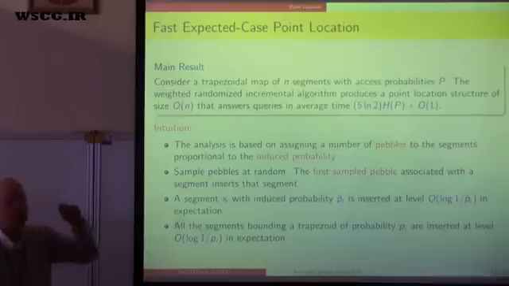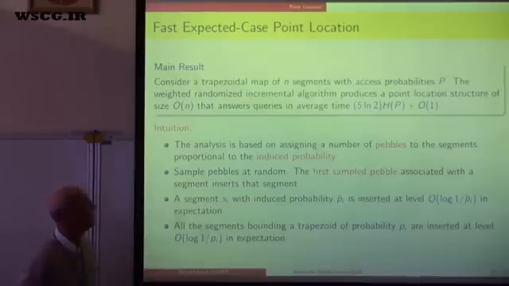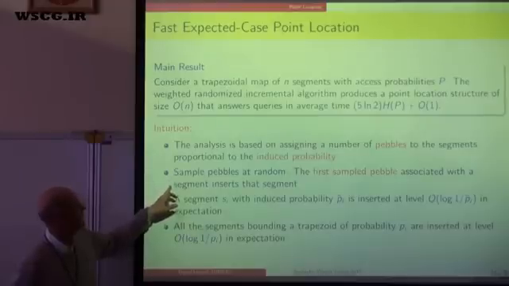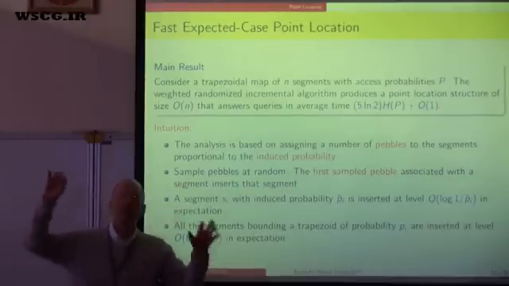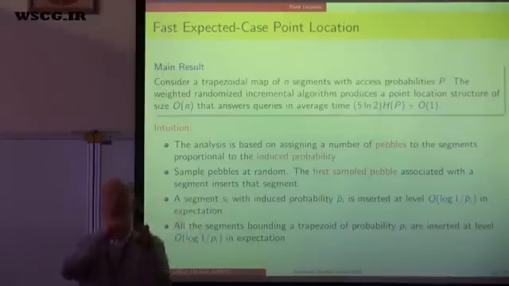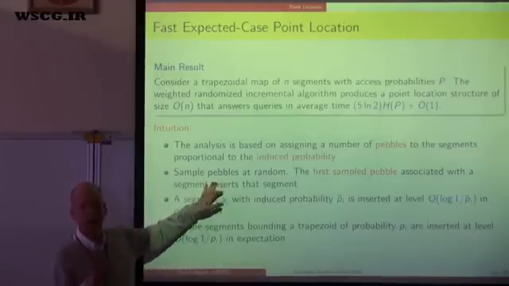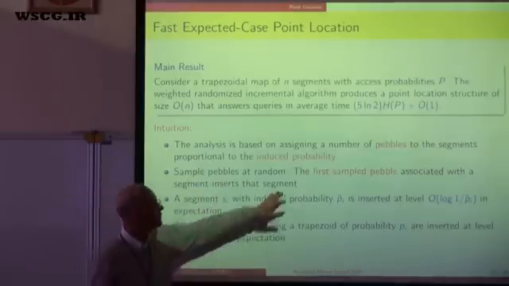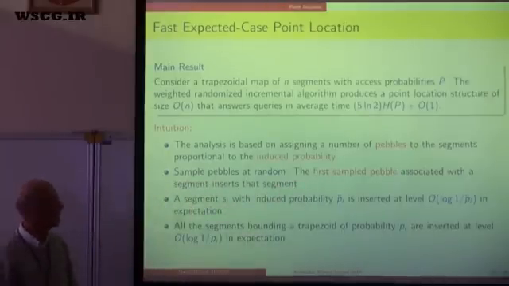So each pebble is going to represent some piece of the probability mass. And I'm going to assign pebbles to these segments. I'm going to sample the pebbles at random. So the notion is that segments that have very high probability will get lots of pebbles. I'm going to sample the pebbles uniformly at random. The first sample pebble associated with a segment causes that segment to be inserted.